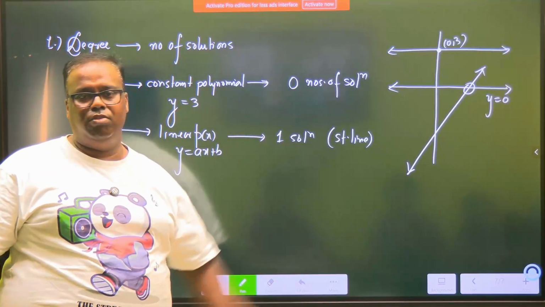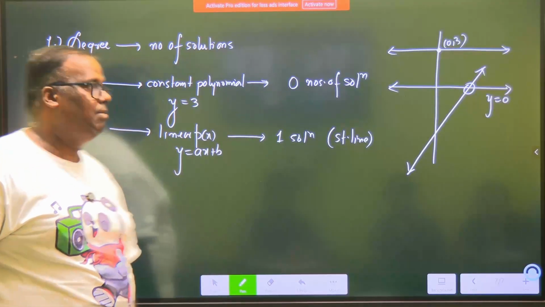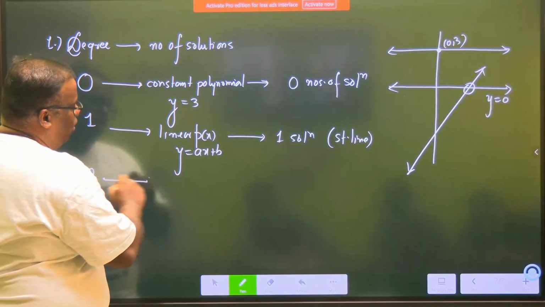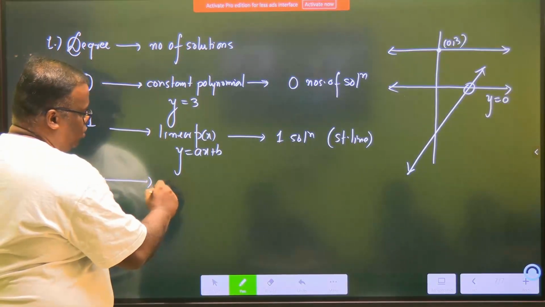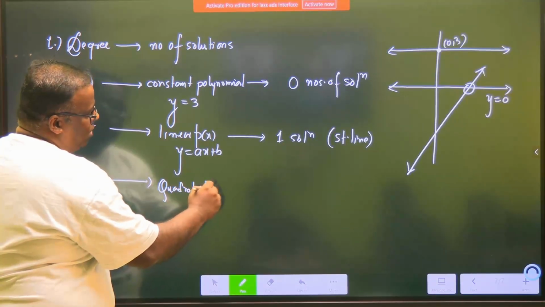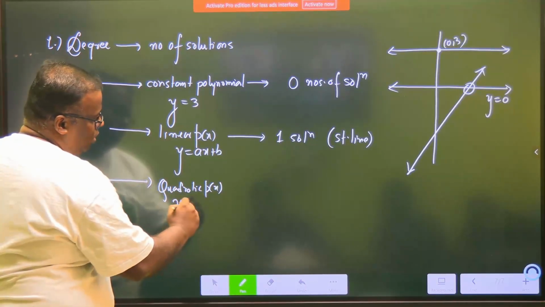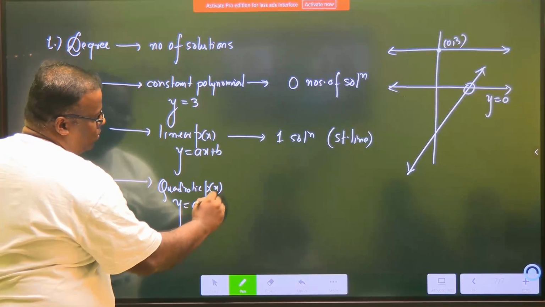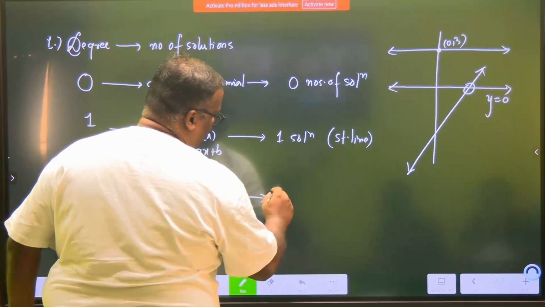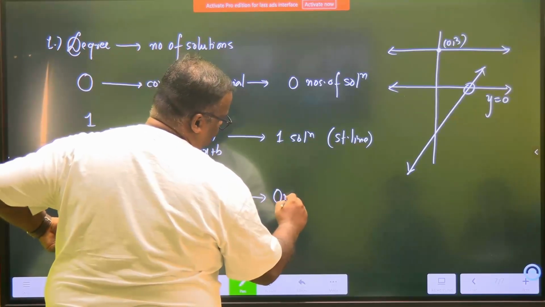Means this is the value of x, this is the value of y. Okay. If your degree is 2, you are known as a quadratic polynomial. Your equation will look like y equal to ax square plus bx plus c. You will have 0 numbers.